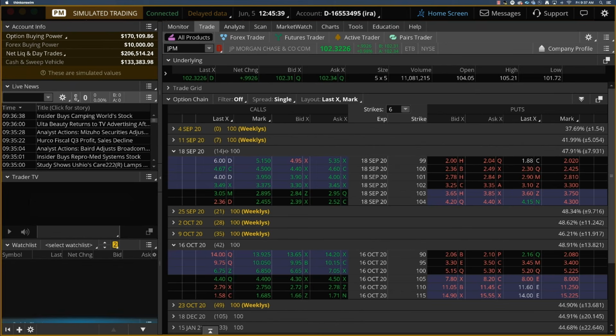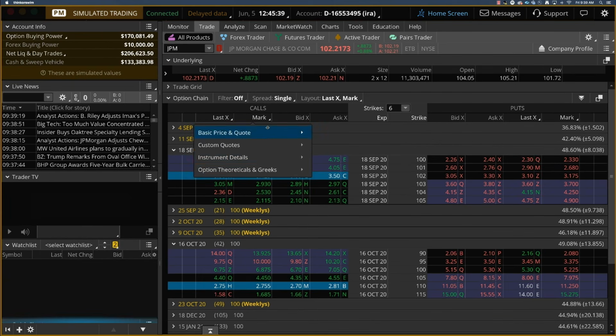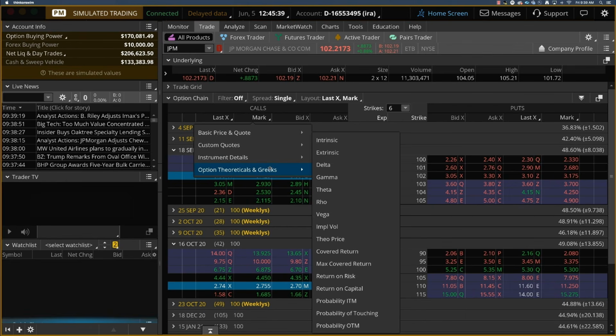Number 2, we now want to talk about the strike selection. So when an investor really looks at the strike, we're going to go up over on the left-hand side to where it says calls again. And right below where it says calls, we're going to click on the drop down. We're going to drop down to where it says option theoreticals and Greeks.